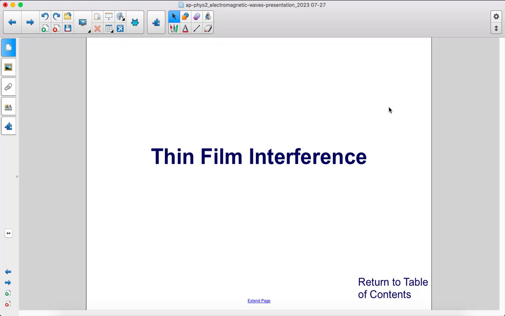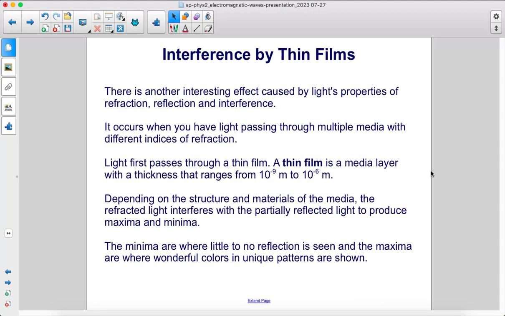Thin film interference. There's another interesting effect caused by light's properties of refraction, reflection, and interference. It occurs when you have light passing through multiple media with different indices of refraction. Light first passes through a thin film.